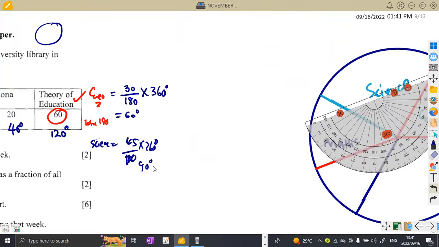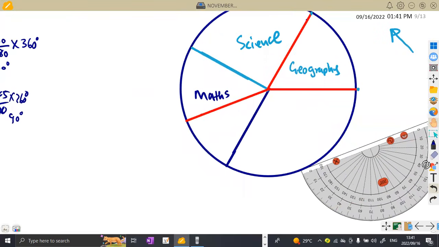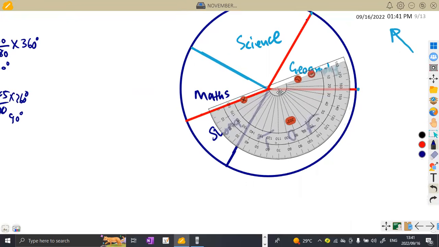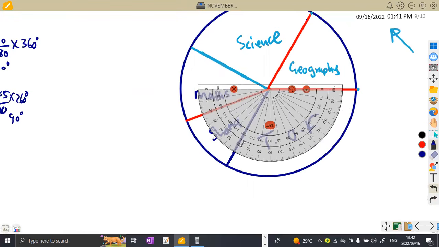And the last part is the theory of education, which is 120. Definitely, guys, this was our Shona here. So the last part is your theory of education. Let's measure and see if it is going to give us that 120. We just have to rotate like this. Yes, it's 120. As you can see from 0 here, it's 120.